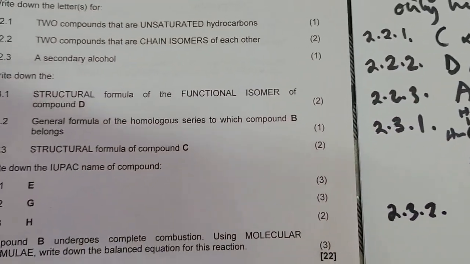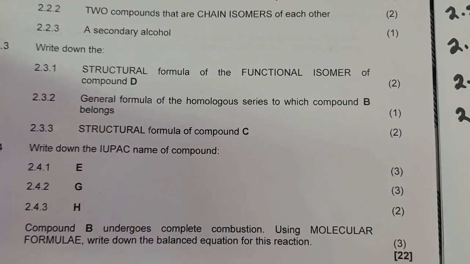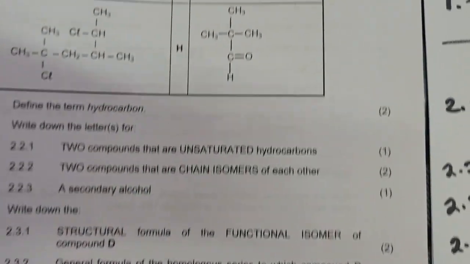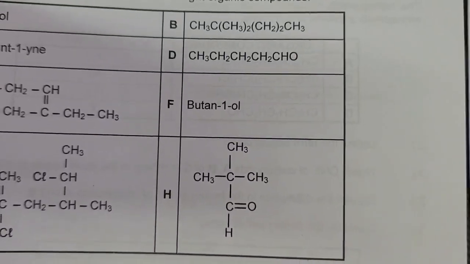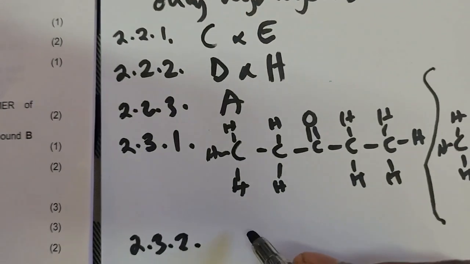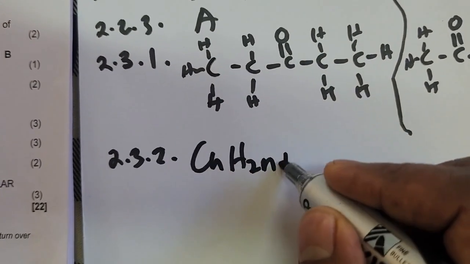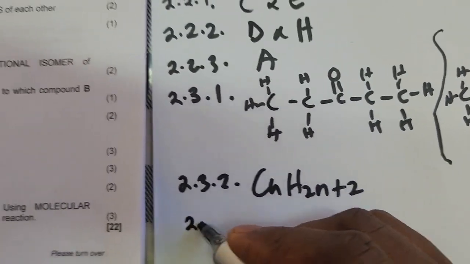2.3.2. Let's check. They say write down the general formula of the homologous series to which B belongs. If you look at compound B, we said B is an alkane. Now we have to write the general formula for alkanes. Then it will be CnH2n plus 2.